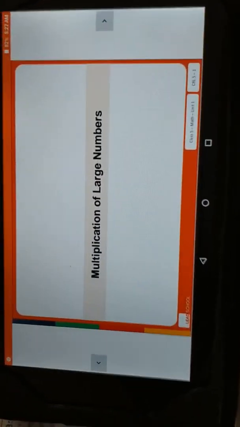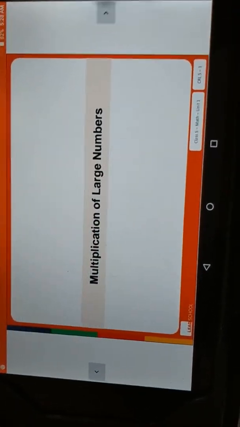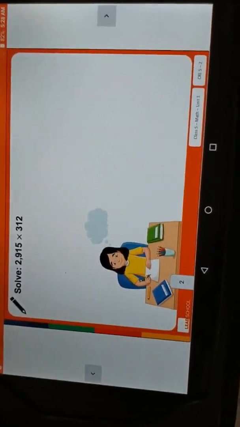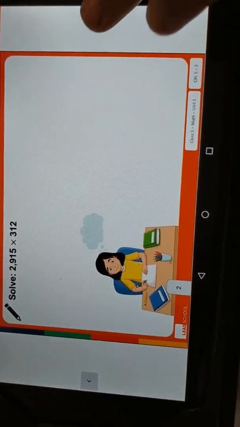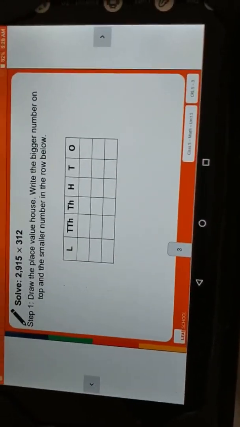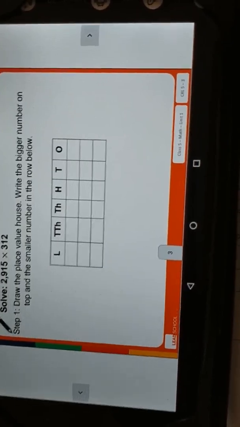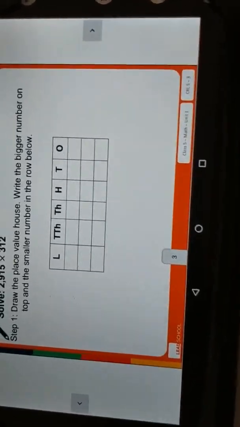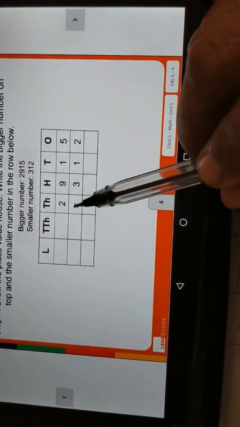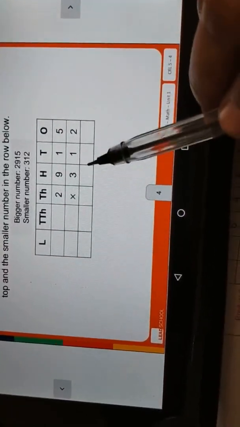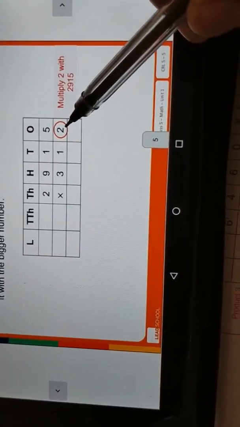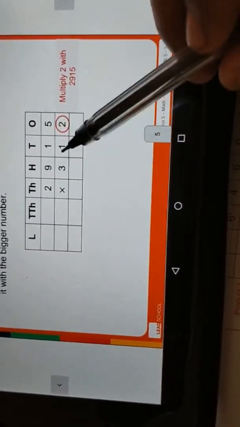Okay students, now we'll start multiplication of the large number. So in that, 2,950 multiplied by 312. So first of all, we have to draw the place value house, and then we have to write the bigger number in the top and the lower number in the below row. So in that, we have to write here bigger number 2,950 into 312. So in that we have to multiply by 2, 2 multiply by 2950.